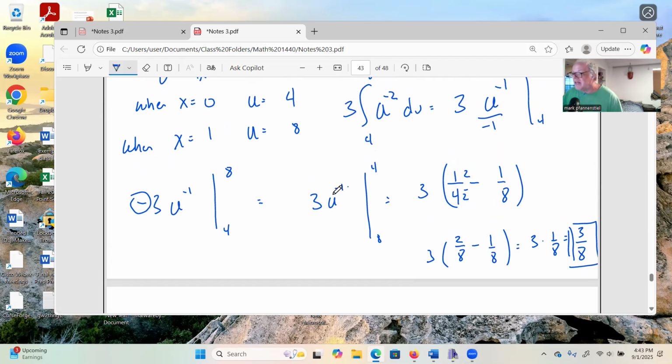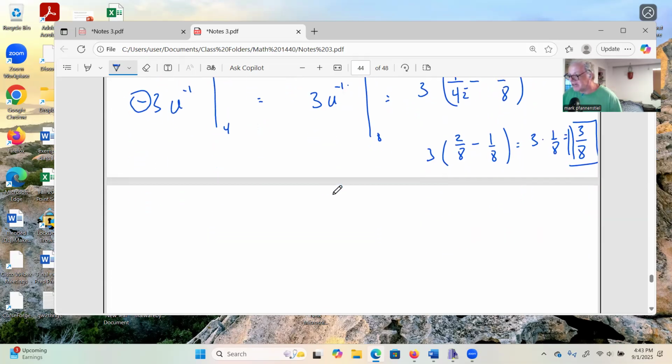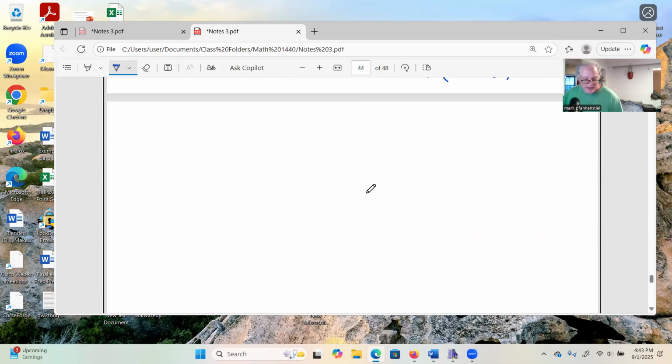Okay, again, if it's a definite integral, you do not need a plus c. If it's a definite integral, you just plug in the limits and evaluate. You're fine. Okay, but that's another way. That's a way to do that. Okay. Let's see if we have another one here.